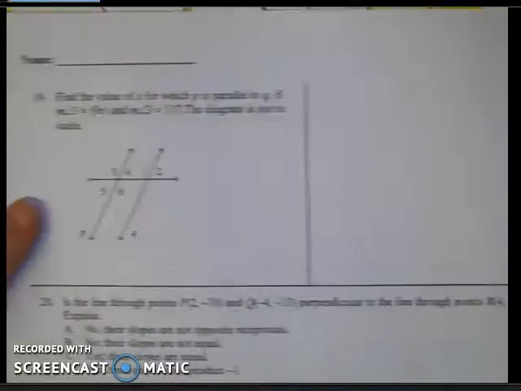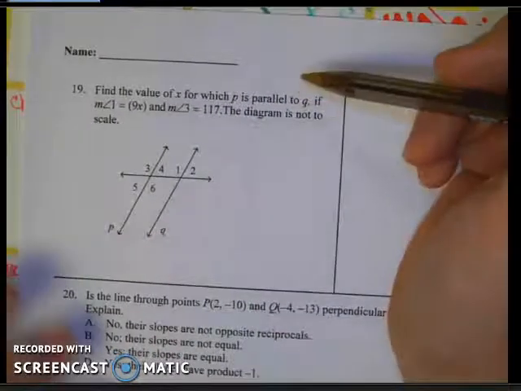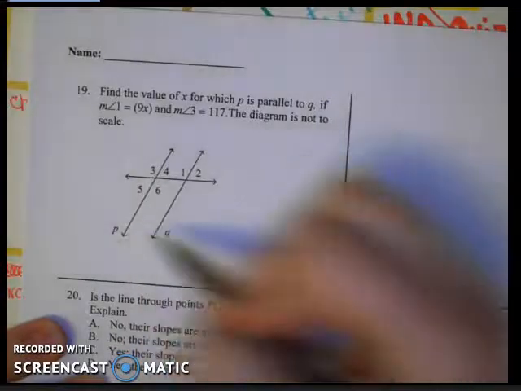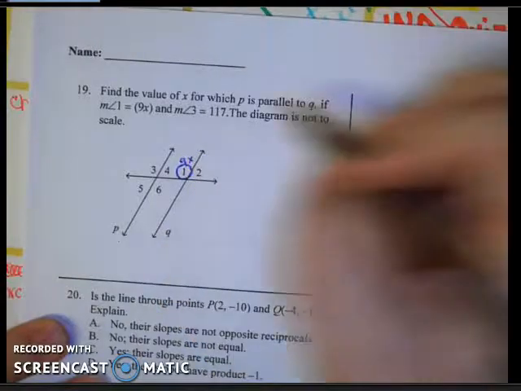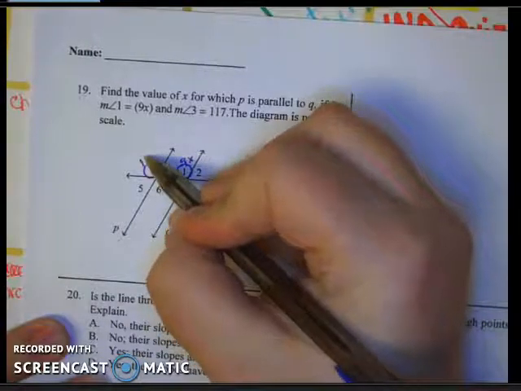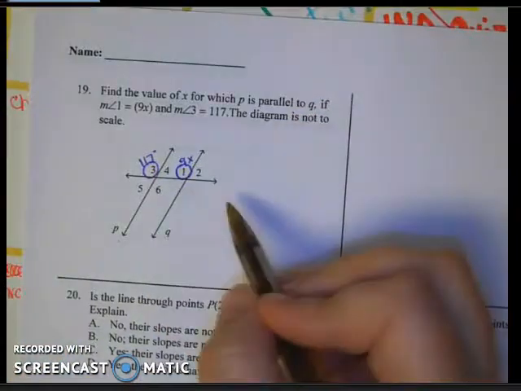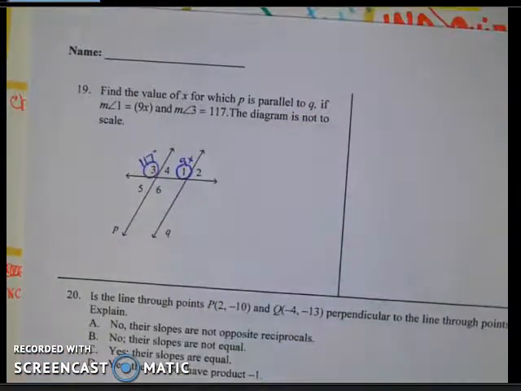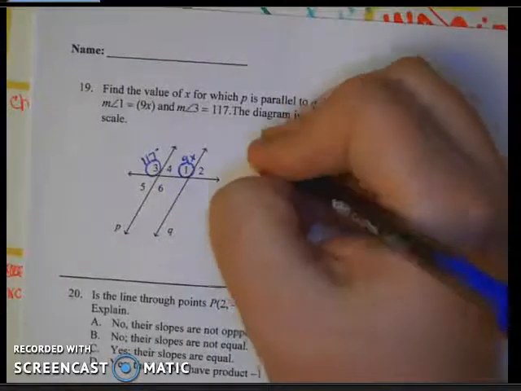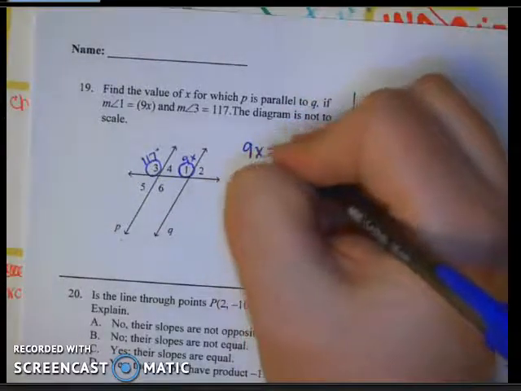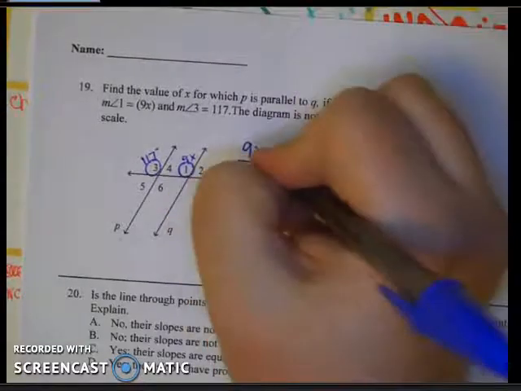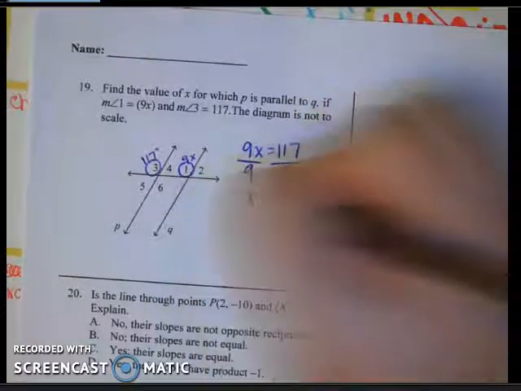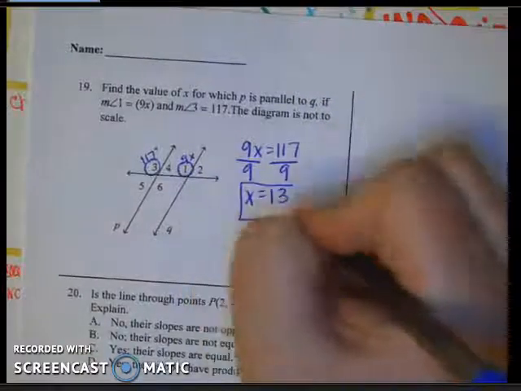Number 19. Find the value of x for which P is parallel to Q, if the measure of angle 1 is 9x and the measure of angle 3 is 117. Again, I should recognize that these are corresponding angles, and corresponding angles are congruent. So 9x is equal to 117. So I'll divide both sides by 9, and I get 13. And that is it.